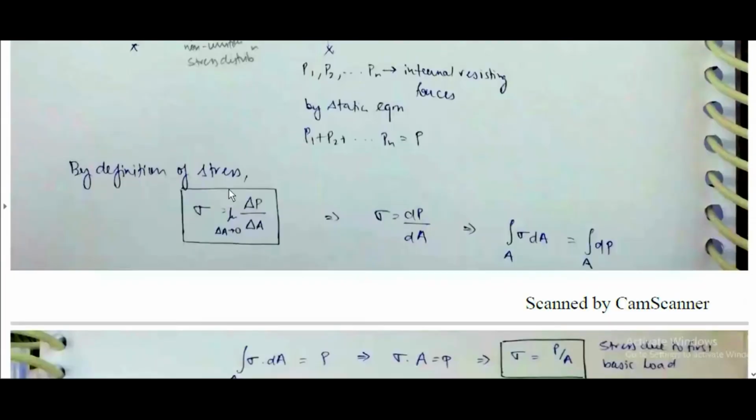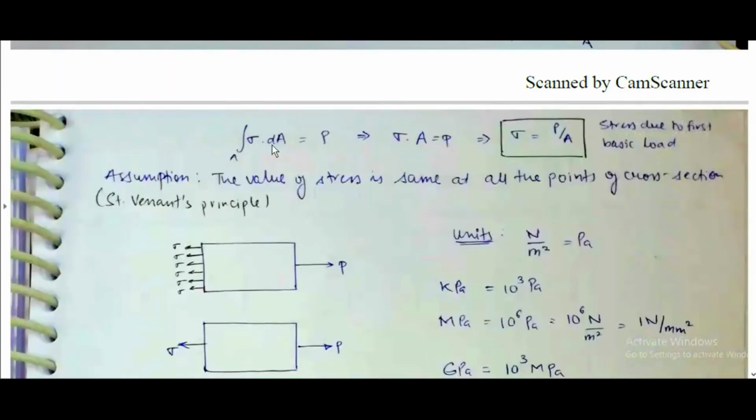By definition of stress, sigma is equal to limit delta A tends to 0, delta P by delta A. Sigma is equal to dP by dA. Integral sigma dA is equal to integral dP. Integral sigma dA is equal to P. Sigma into A is equal to P. Sigma is equal to P by A, due to axial load. Assumption: the value of stress is same at all points of cross section.